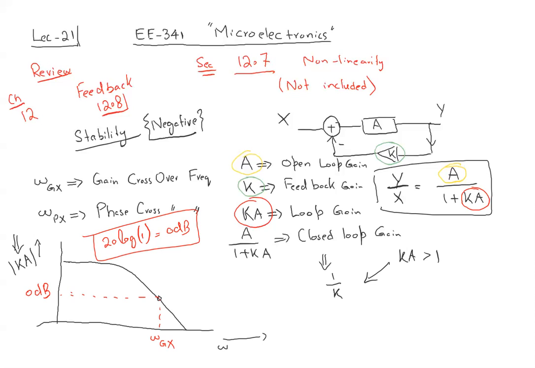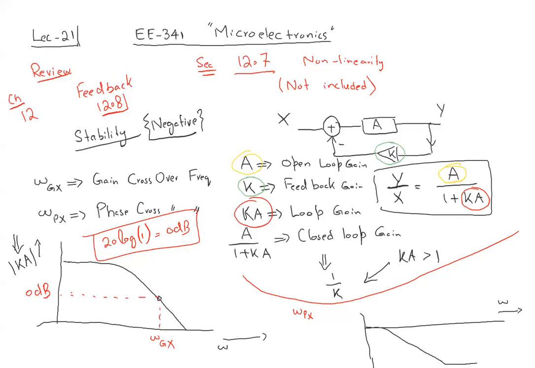Similarly, we talk about phase crossover frequency. So let me just separate. What was phase crossover frequency? Omega PX. Again, if we have some plot of phase versus omega, the omega at which my phase becomes minus 180 degrees, that point is known as the phase crossover frequency.